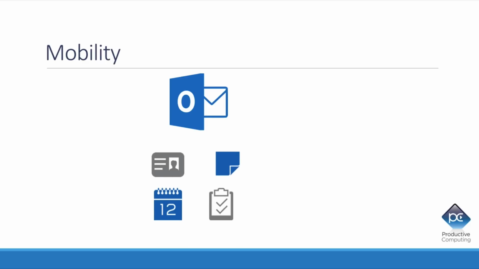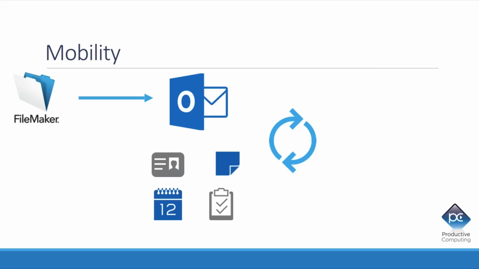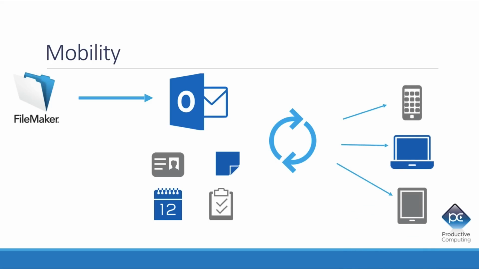Achieve effortless mobility. Outlook already has great third-party integration, so once you've pushed your FileMaker information into Outlook, you can then utilize Outlook's ability to sync to your native calendars, contacts, notes, and tasks, allowing you to access your FileMaker data on your iPhone or Android, laptop, and tablet or iPad. Essentially, once your information is in Outlook, you can have it virtually everywhere you need it.